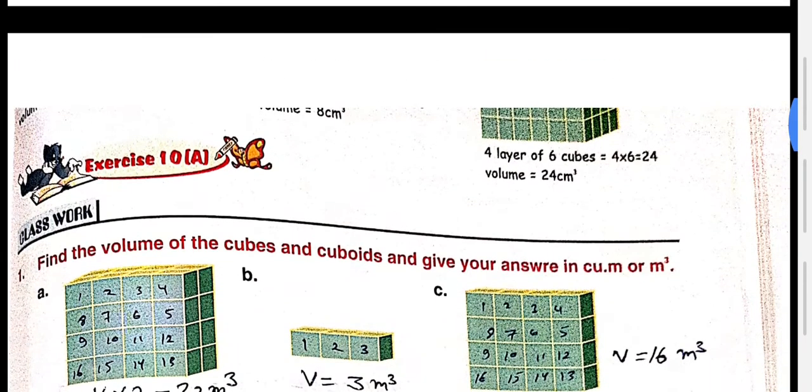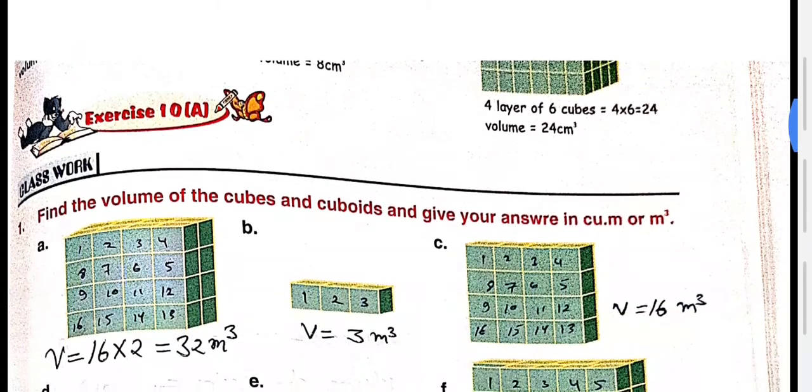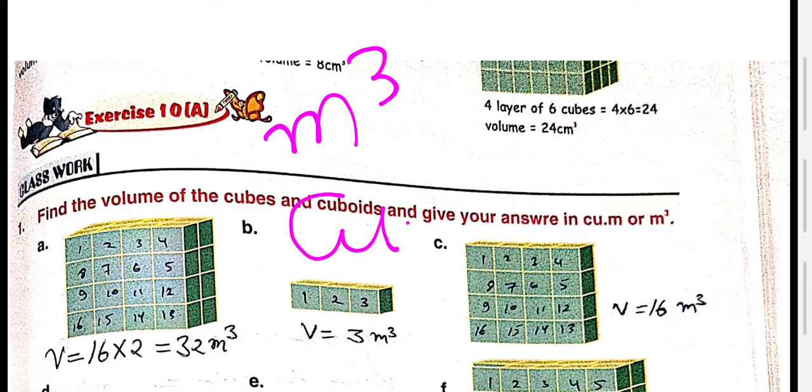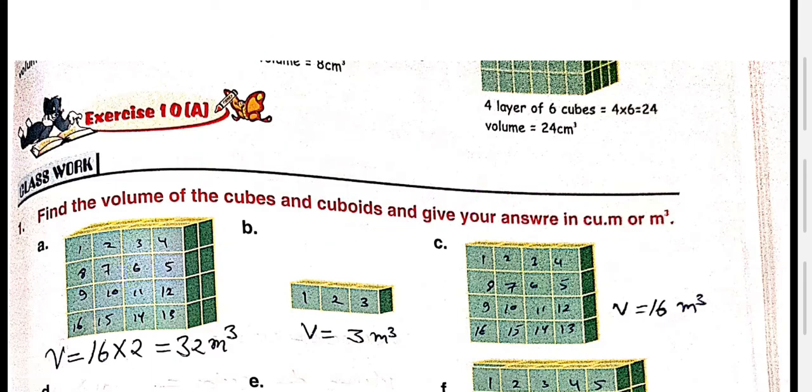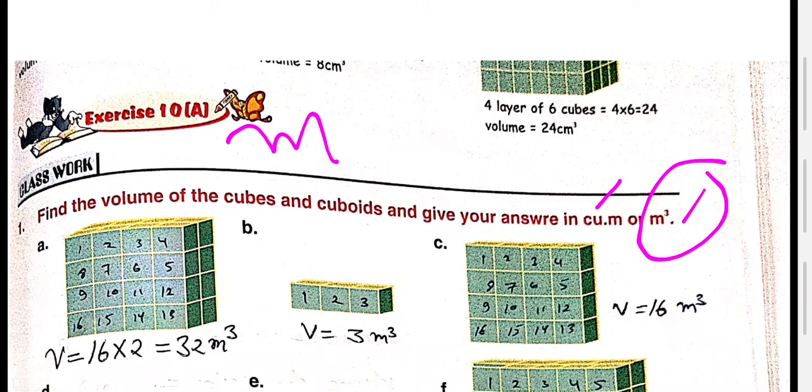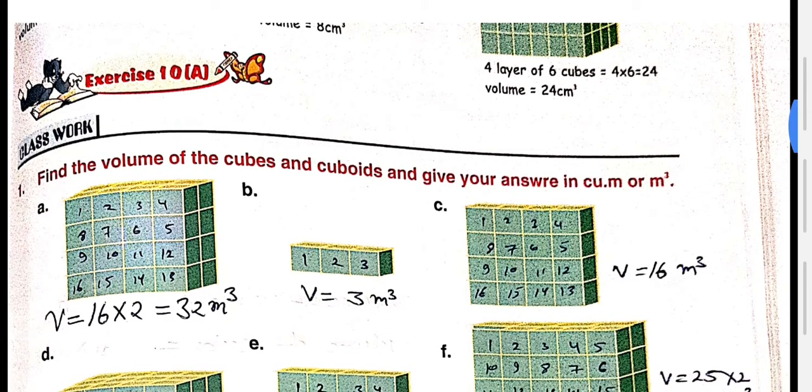Now come to exercise 10a. Simple exercise. Find the volume of the cube and cuboid. Some are cube and some are cuboid, and you have to write the answer in cubic meter or meter cube. The answer can be written in two forms, cubic meter or meter cube, but we are using only meter cube here. Area you have to write in meter square, and volume you have to write in meter cube.